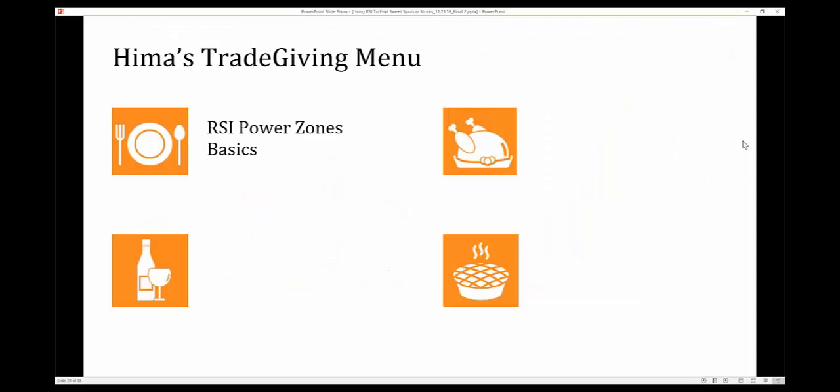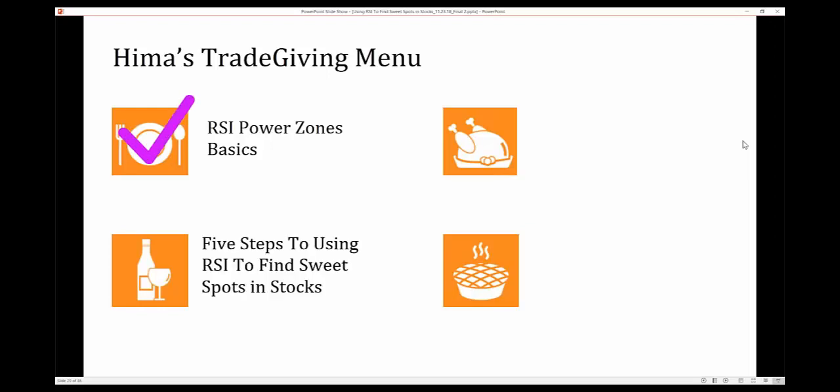So I noticed that last year at TradeGiving, I did a menu like this, and I thought it was kind of fun. So this is our menu for today. You've already heard about me. You now got RSI Power Zones basics. Check. Appetizer done. Now, 5 steps to using RSI to find sweet spots in stocks. This is a broad approach, but we're going to go through different ways that I use it and a simple format in which it now exists.